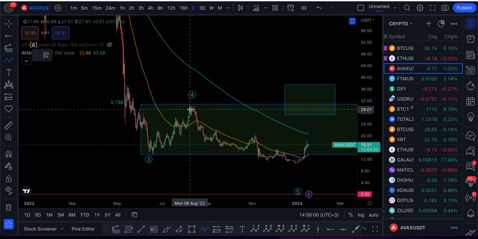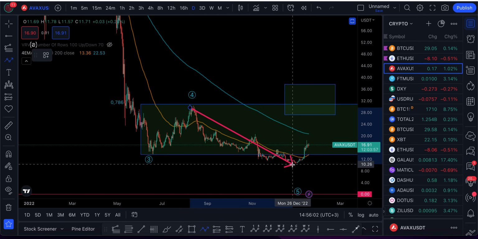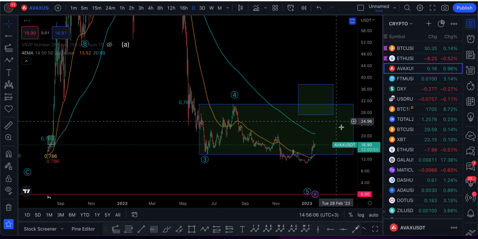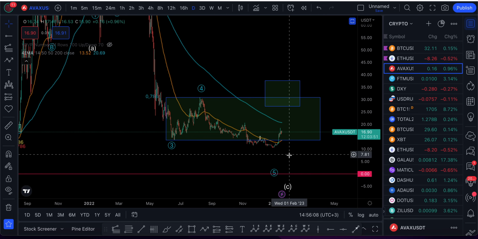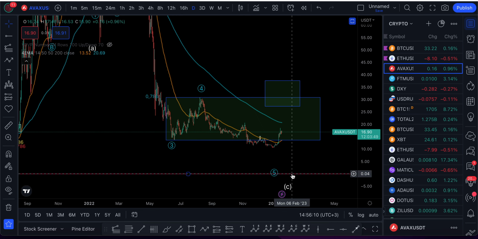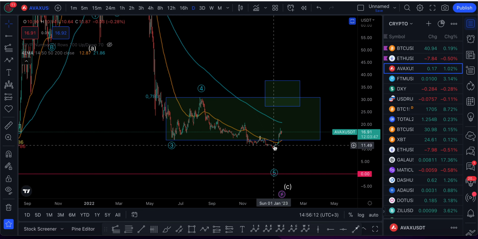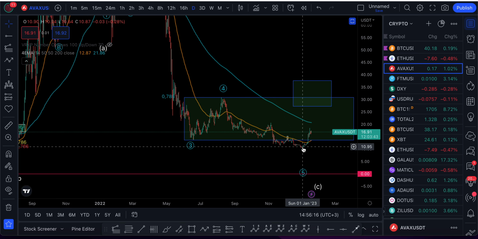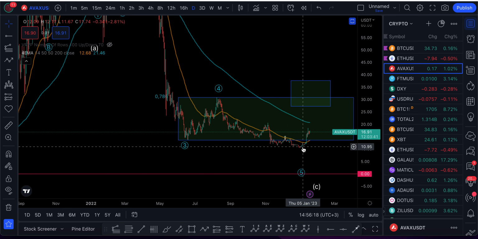Let me just, this whole structure, it looks like an ending diagonal, but well, I'm not sure. But what I know is we were very close to zero. So this looks like the bottom to me, but I'm not going to be guessing the tops and the bottoms. I'll just follow price action.